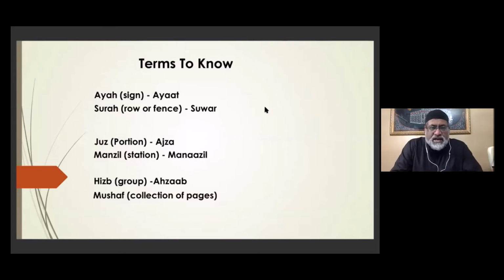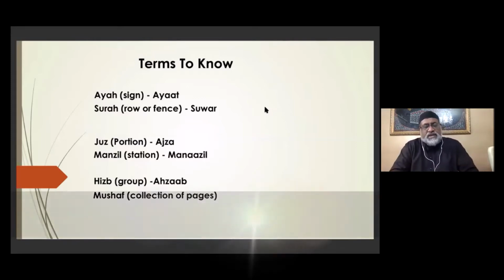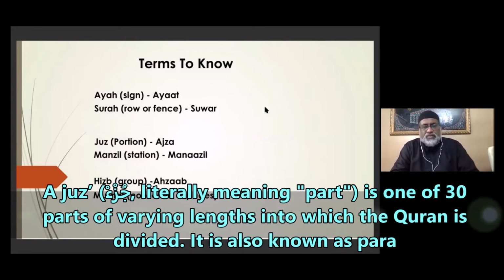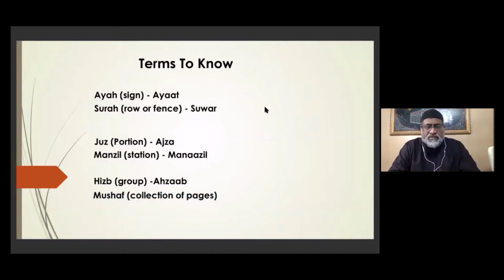And then these surahs are compiled together into 30 different portions called a juz. Ajza is the plural. So we have 30 juz, or 30 portions of the Quran. Each juz is approximately equal in length, but they comprise different numbers of surahs. Sometimes we call it a book, the first book of the Quran, or para. Some of you may know it as para. So this is the juz, and there are 30 of those.